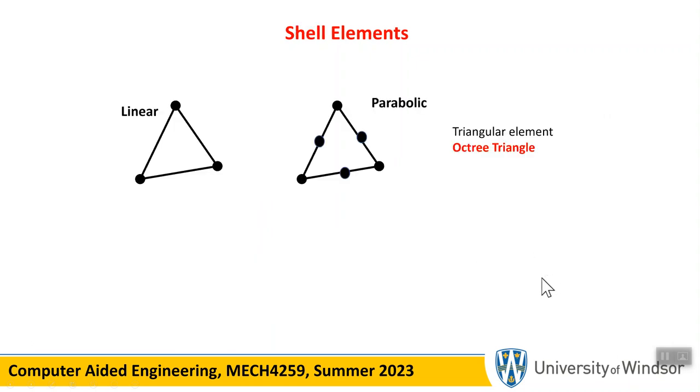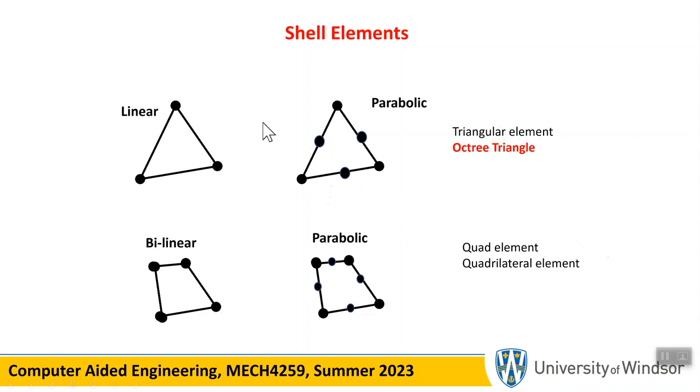Now, shell elements are the counterpart of what you saw, so they go on surfaces. That's why they look like triangles, because you can draw that on a piece of paper or on a surface. There's the linear variety and there's the parabolic variety. I call them shell elements. Some people call them triangular shell elements, and CATIA calls them octree triangle elements, of the two varieties, linear and parabolic.